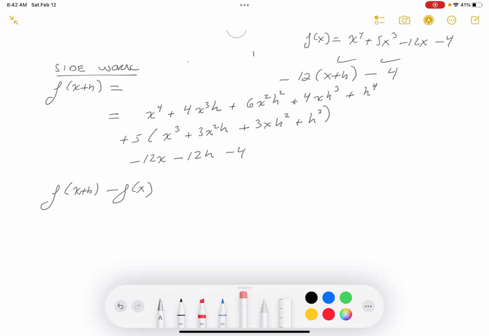I'm going to erase my Pascal's triangle. I don't really need it anymore. I'm going to erase this over here, but I'm going to write down again, though. It's f of x plus h.